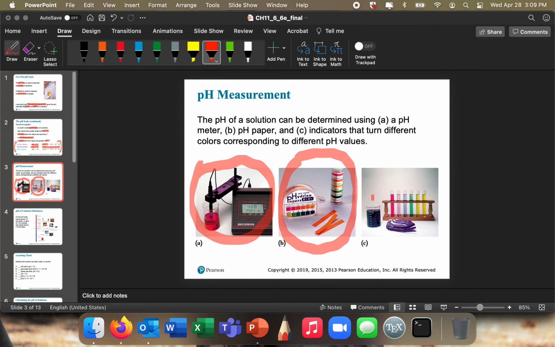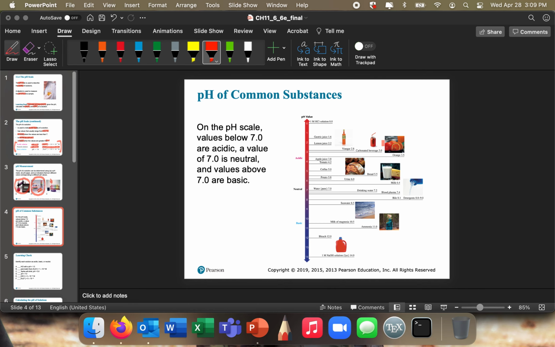Okay, and we also have indicators. Put a little drop of something in there, and if it goes red, it's acidic, depending on the indicator, right? So it makes different colors for different pHs. Okay, the pH of some common substances look like this.